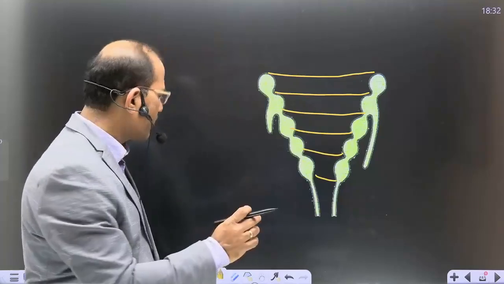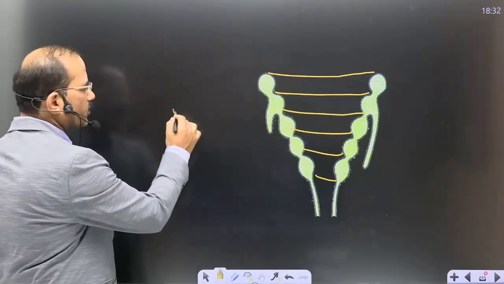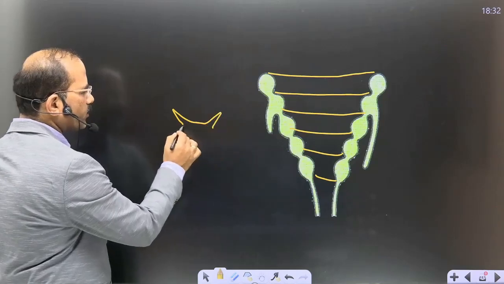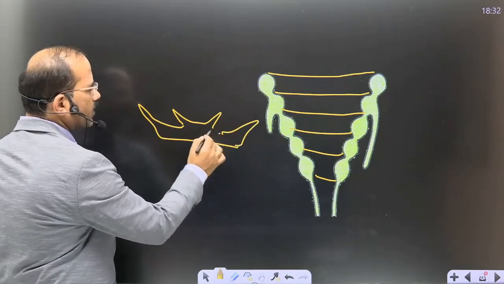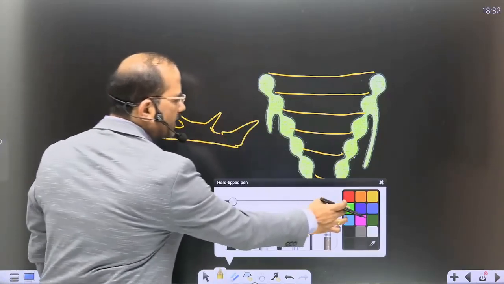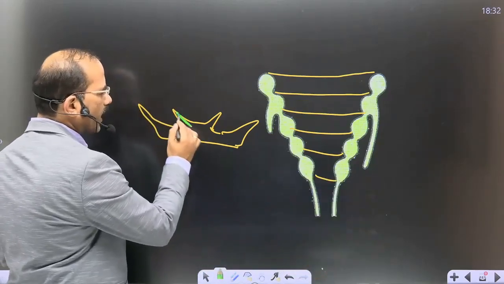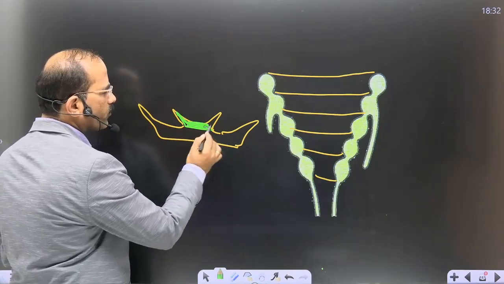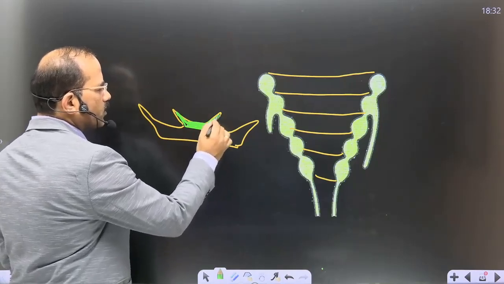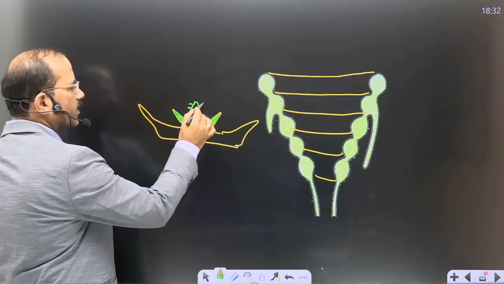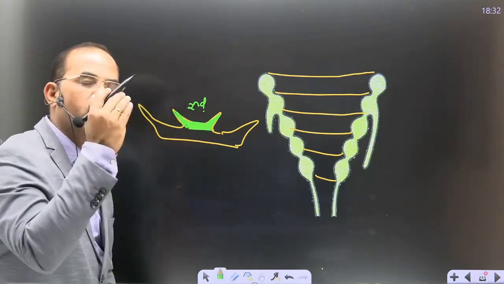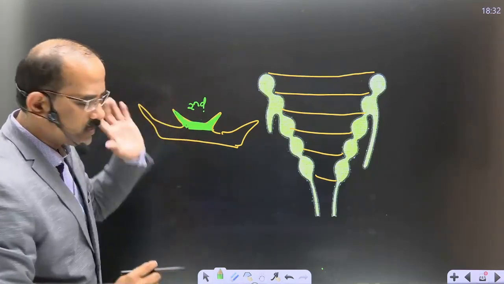What are the skeletal derivatives of the second pharyngeal arch? So we have got the hyoid bone. What is this for the hyoid bone? That's the lesser cornu of the hyoid bone, and that's the greater cornu of the hyoid bone, right? The lesser cornu and the upper part of the body of the hyoid bone is derived from the second pharyngeal arch.